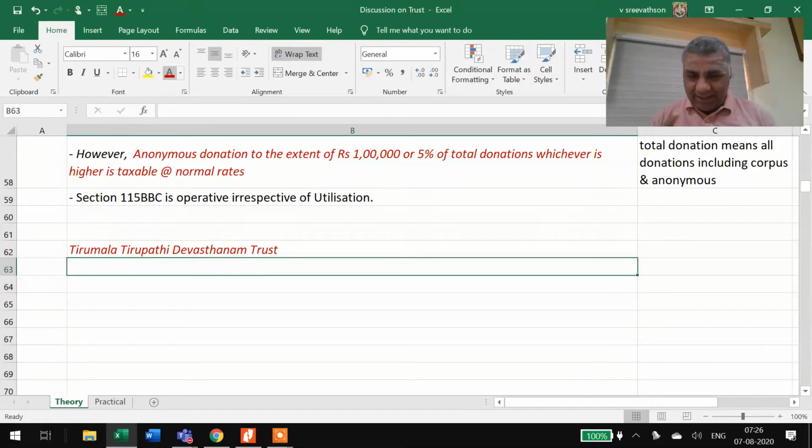Here, there is a board which says that any dropping will be considered as corpus donation. Okay. Regards. When you go with your friends or your family, you may think of dropping it in the other hundi, the general donation one. Look.